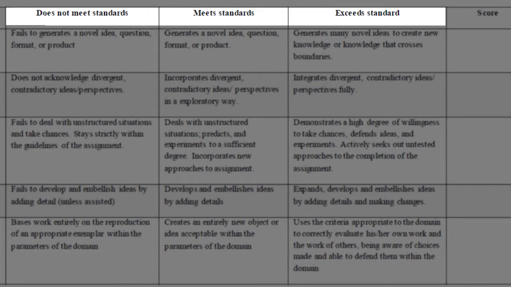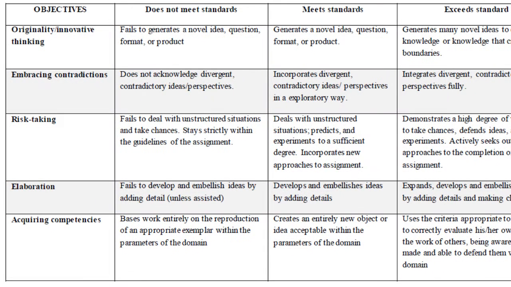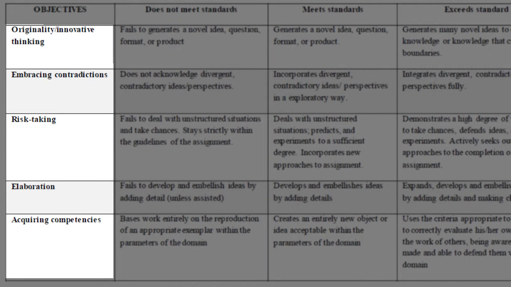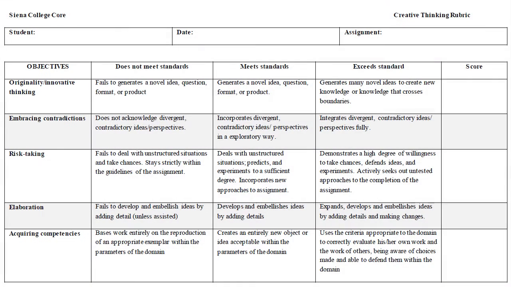In this creative thinking rubric, the scales are does not meet standards, meets standards, and exceeds standards. Performance criteria are originality, innovative thinking, embracing contradictions, risk-taking, elaboration, and acquiring competencies.